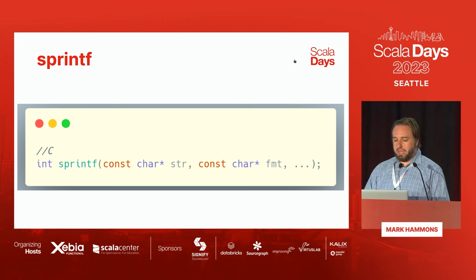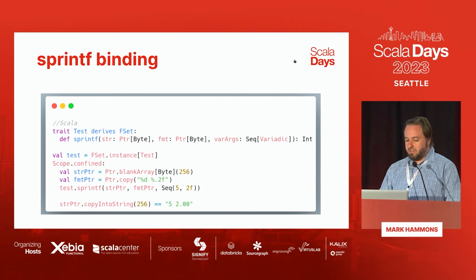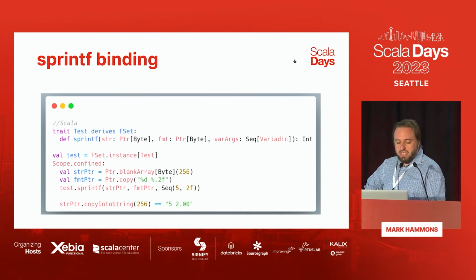You provide a formatting string, and then you provide data to be formatted and inserted into the original str value. And the return is the length of str. So, in order to bind to this, we would define sprintf with the method name as always. The first parameter would be a pointer to byte. Second parameter would be a pointer to byte. And then for the variable args, you would use a sequence of variadic.